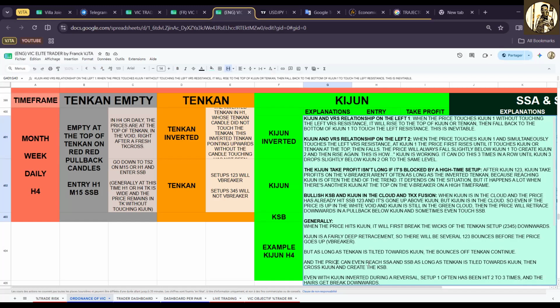And the price can even reach SSA and SSB as long as Tenkan is bended toward Kijun, then cross Kijun and create a KSB.